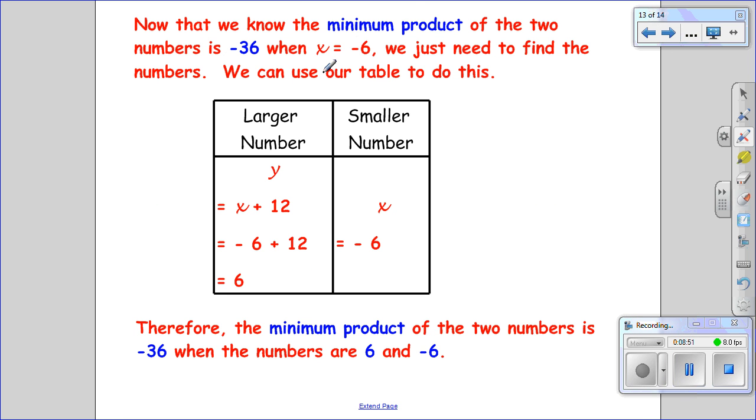And the last thing I need to know is, when do I get my minimum product? So I need to figure out what my two numbers are. And when I plug it into this table I created at the beginning, plug in x equals negative 6 for the smaller number, and into the equation I have for the larger number, I end up with a minimum product of the two numbers being negative 36 when the numbers are 6 and negative 6.